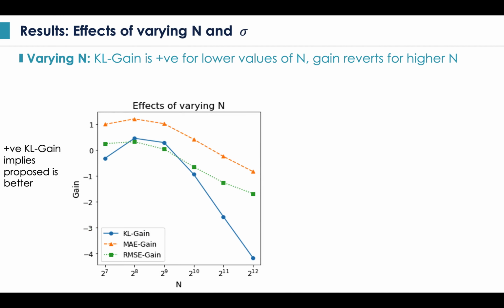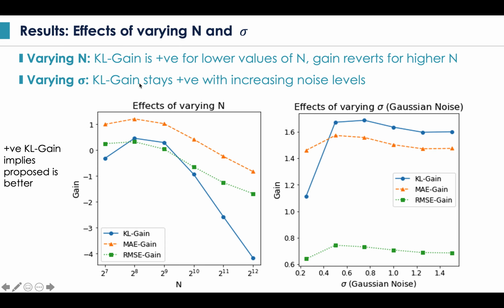Now, if we are varying n and looking at the KL gain, a positive KL gain implies the current algorithm is better than SJ. We see that for smaller values of n the gain is positive, but for higher n the gain reverts. So when data is plentiful, SJ probably does better than this algorithm. But if we add noise, the KL gain is consistently positive across all noise levels. So for real-world data, this algorithm works much better than the standard popular algorithm available in the literature.